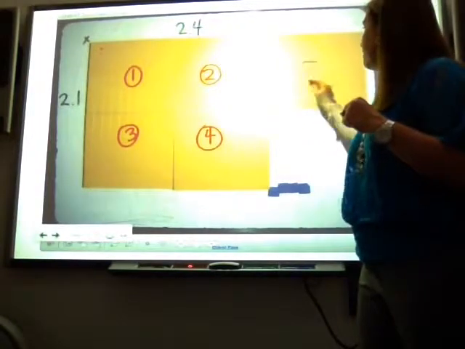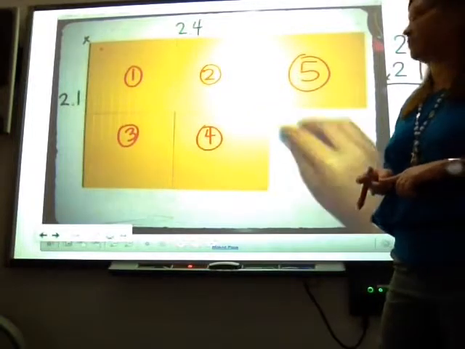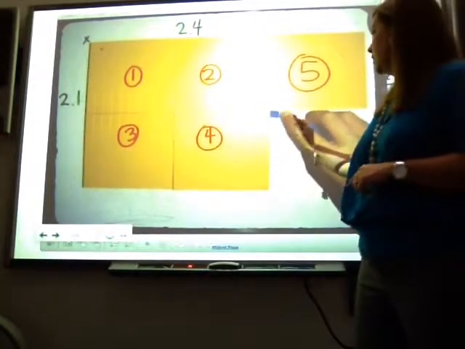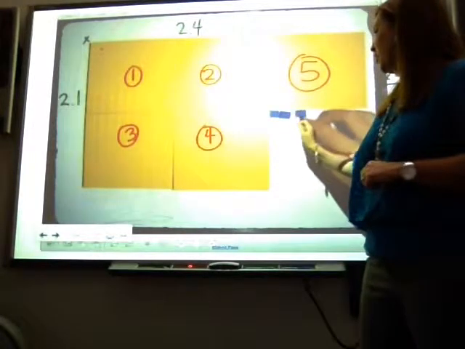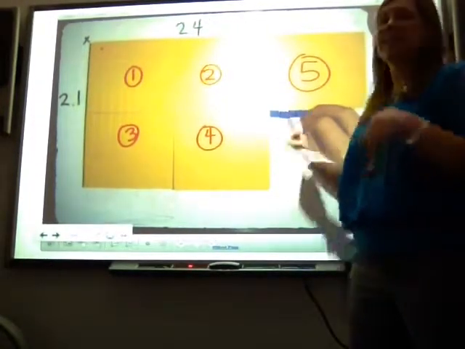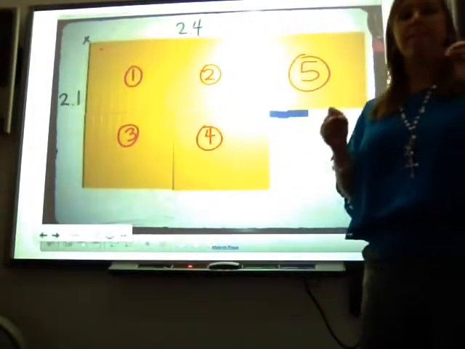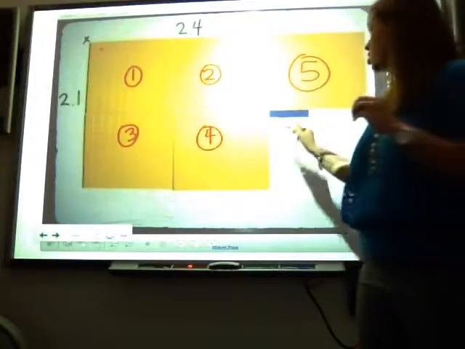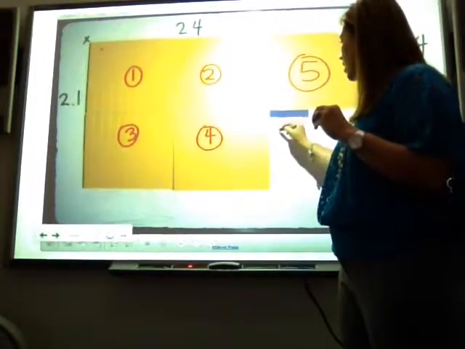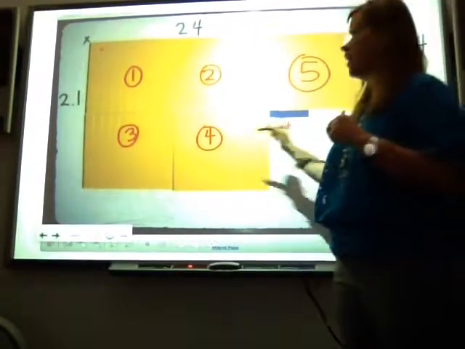So it would be 5 wholes and what? 400. 1, 2, 3, and 4. Yes, I know this doesn't make a rectangle. I know this part doesn't. But all I'm doing is exchanging my values on here. Okay? So I have 4 hundredths right here.